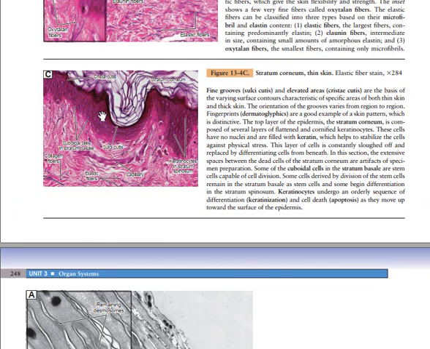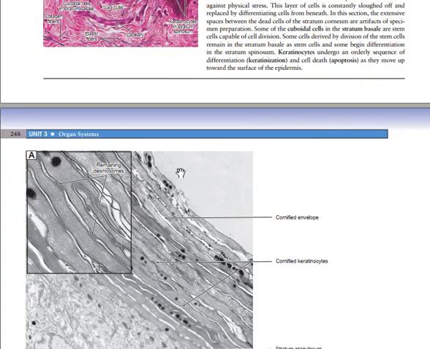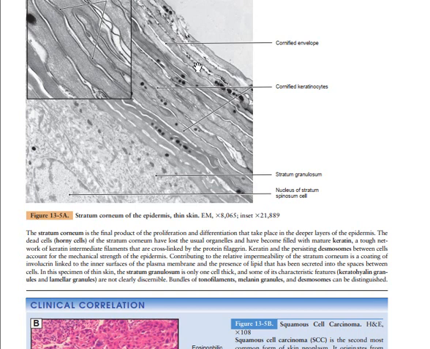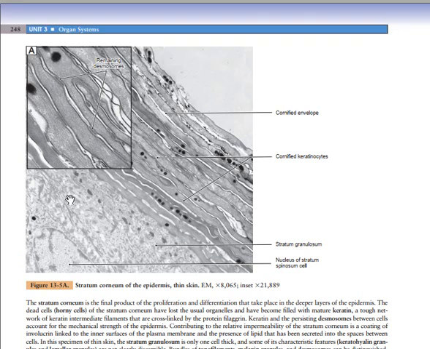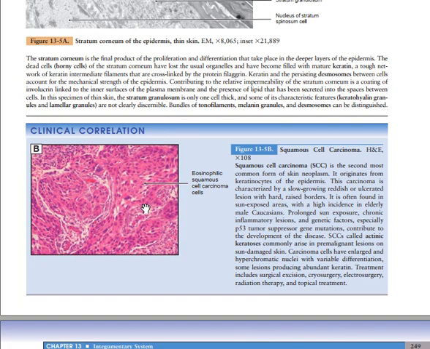So that's it. It also consists of keratin here. So these are the basal cells, the cuboidal cells. On the electron microscopic section, you can visualize a cornified envelope with keratinocytes. Then you have the stratum granulosum, and then the nucleus of the stratum spinosum.